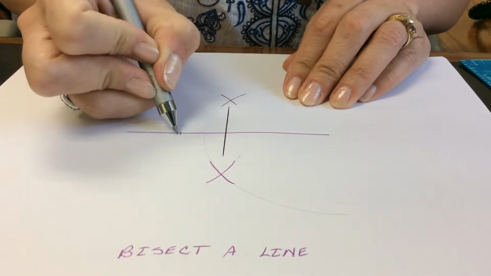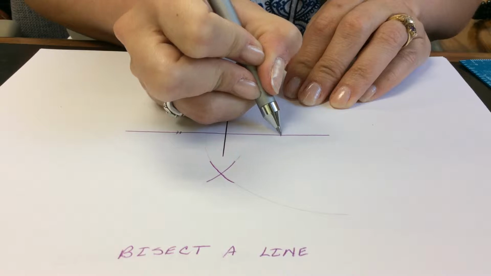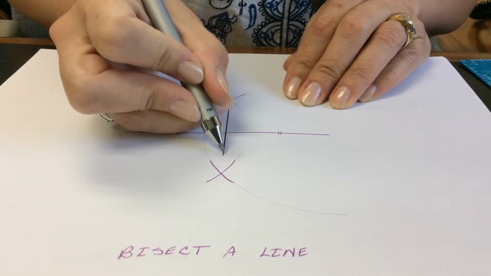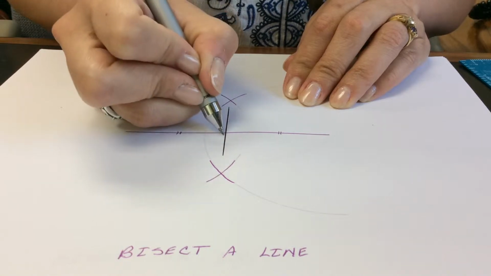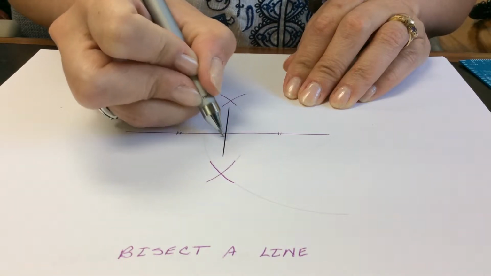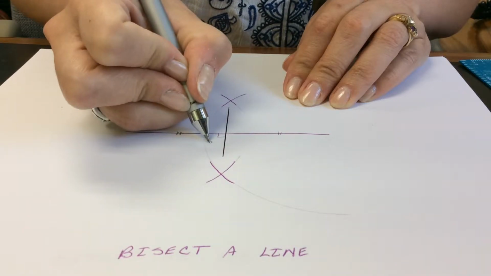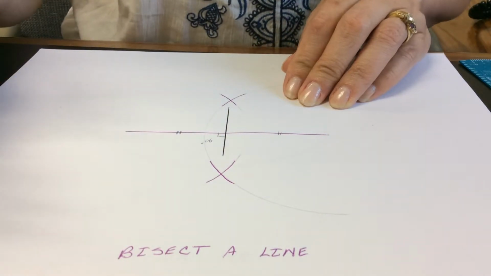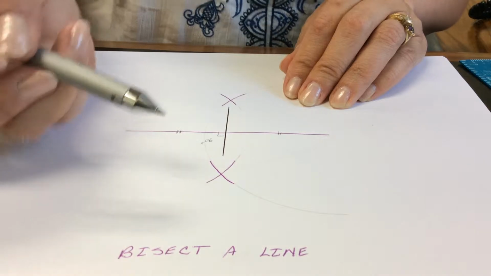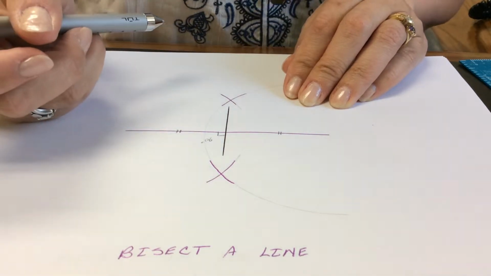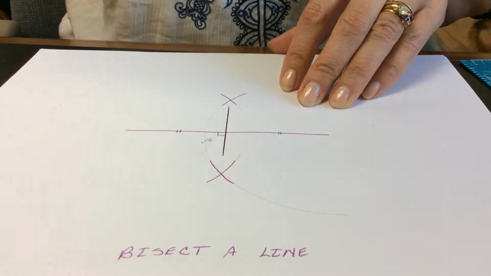So this side is equal to this side, and even more precisely, the angle between my bisecting line and my original line is an exact 90-degree angle. So we not only bisect the line, we actually construct a perpendicular bisector to that line.